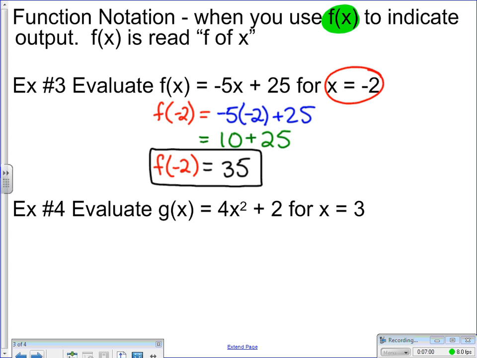And for example 4, you're going to do the same thing, except this time it's not function f, it's function g. If we have more than one function on a page, we're going to probably use different letters so that you can tell them apart. So this time, I'm going to put 3 in for x in function g. So g of 3. So everywhere there's an x in the problem, I'm going to put a 3.